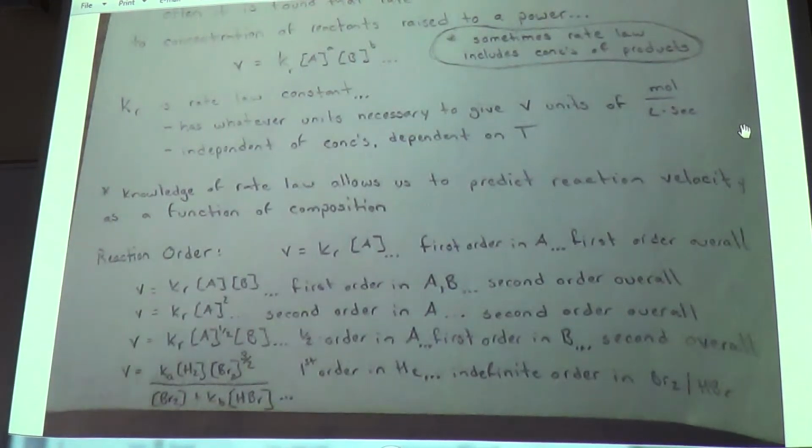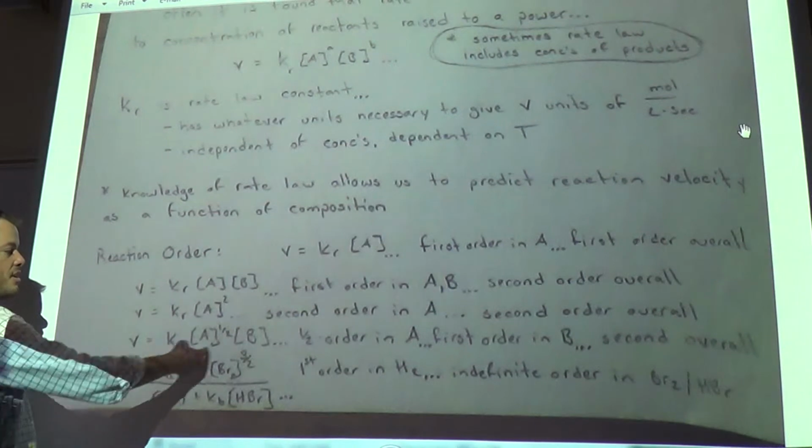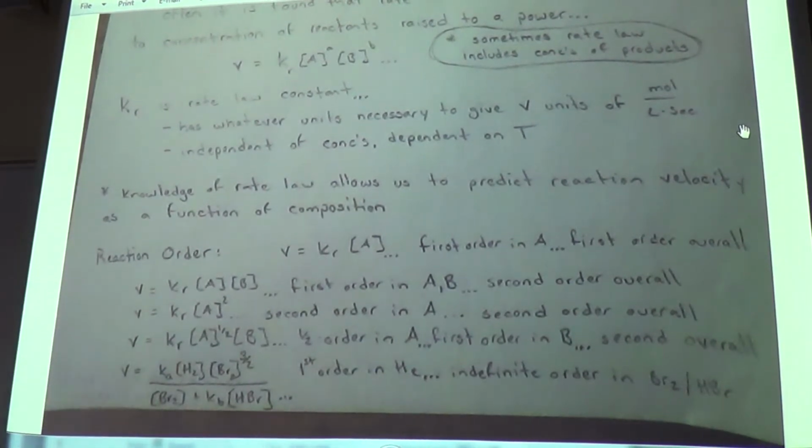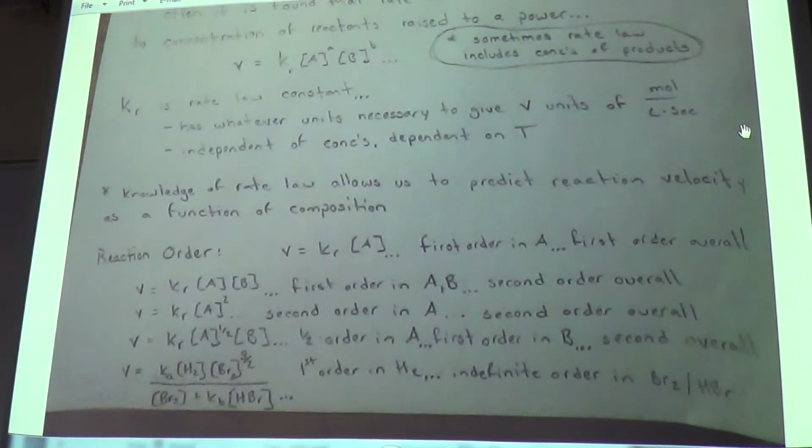They don't necessarily have to have integral orders, we just said this. So this reaction is half order in A, it's first order in B, and it's 3/2 order overall. I wrote second overall, that was wrong. It should have been 3/2 order overall.